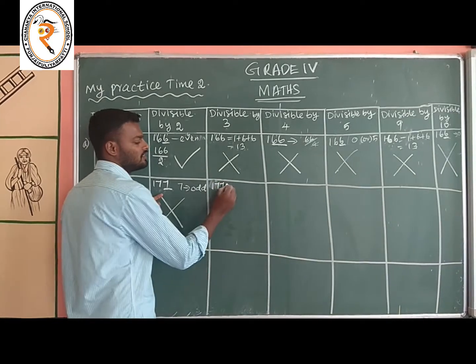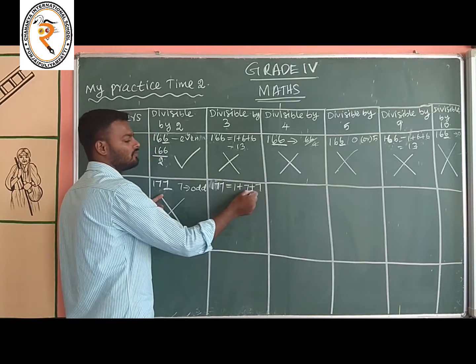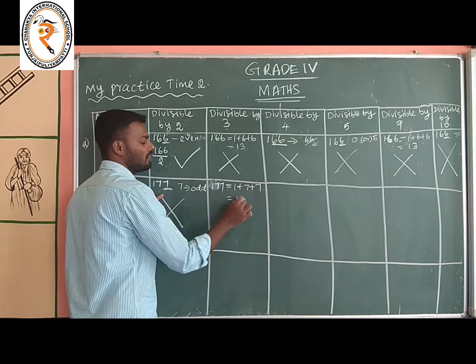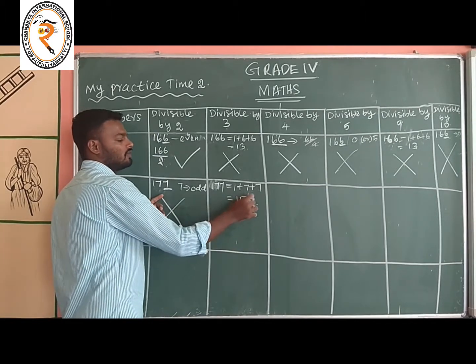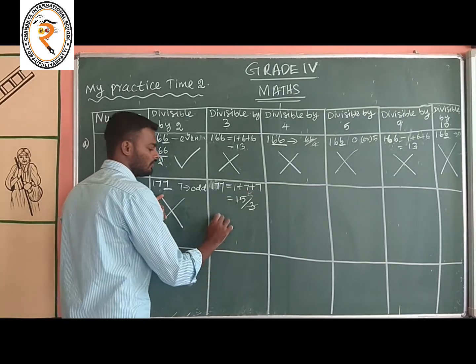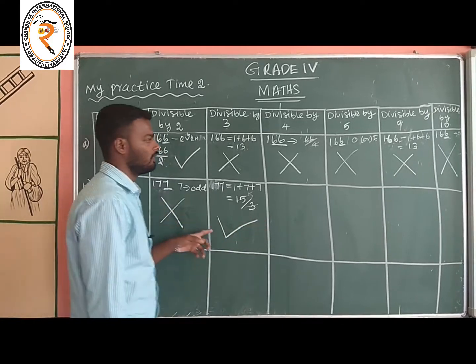For 177, take the sum of all the digits: 1 plus 7 plus 7. 7 plus 7 is 14, 14 plus 1 is 15. 15 is divisible by 3, since 5 threes are 15. Therefore 177 is divisible by 3.